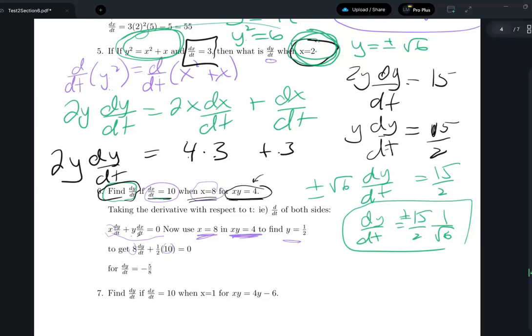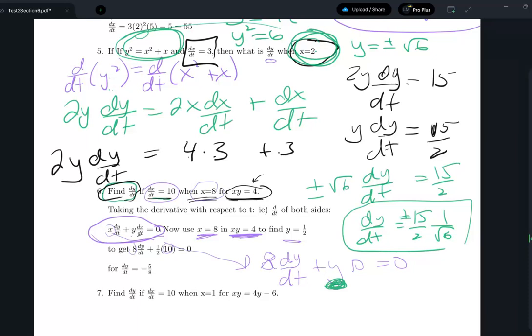So I didn't do this so well, so let me just write it again. Once I take this, and I plug in what I have, I'd have x, and then dy over dt plus y, dx over dt, which I know is 10, equals 0. So dy over dt is what I'm trying to solve for. They gave me x is 8. So how do I find what the y is equal to?